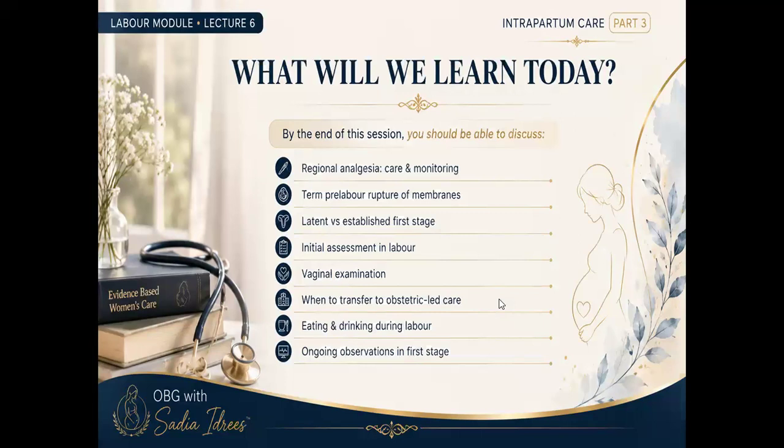Okay. So, what exactly are we covering in this part? We'll start with regional analgesia, how it is established. We will learn how it is maintained, maternal and fetal monitoring, and what happens when the woman reaches the second stage. Then we'll move to another extremely common clinical scenario, the term pre-labor rupture of membranes.